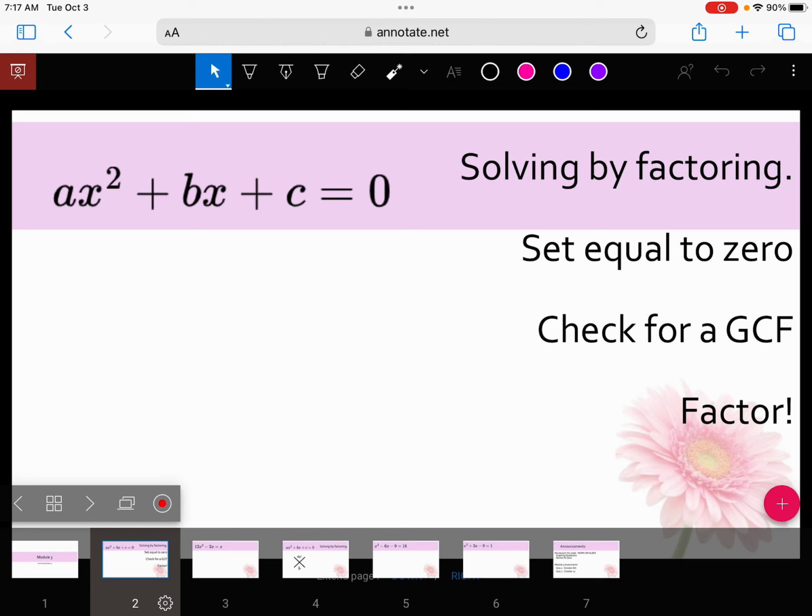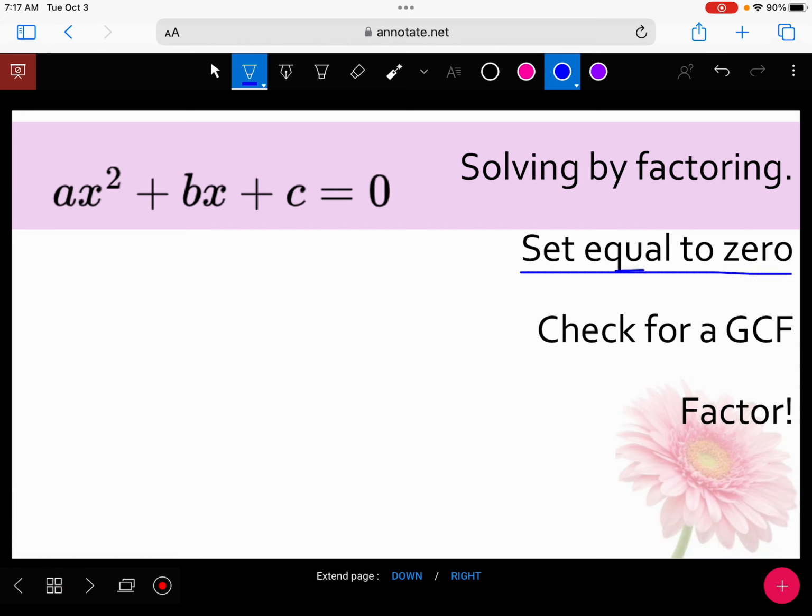All right, so when we are solving with factoring, a couple of important things to remember. It has to be set equal to 0. So it can't, like, equal 4. It has to equal 0.